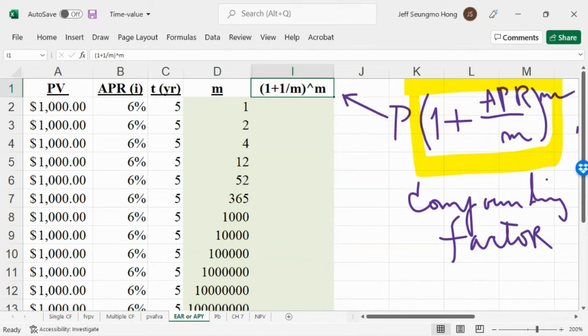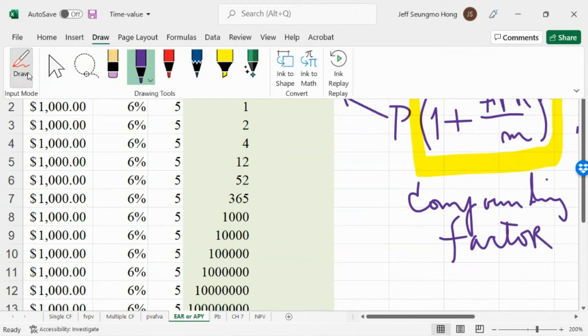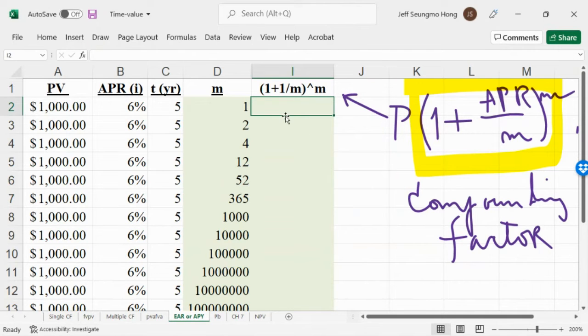That's called the compounding factor, right? So as we increase the compounding frequency, what's going to happen to that compounding factor? We just do exactly what it says: 1 plus 1 over m, this is m, raised to n, hit enter.